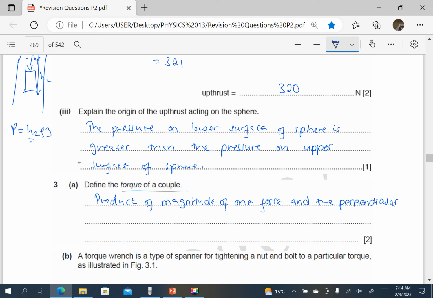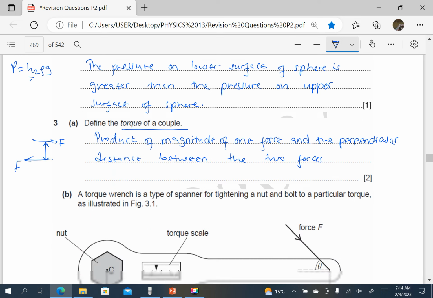Perpendicular distance between the two forces. So a couple constitutes two forces. There are two parallel forces acting in opposite directions whose lines of action can never meet. Those constitute what we call a couple. So the product of one of the forces and the perpendicular distance between the two forces is what we call the moment of a couple or the torque of a couple.